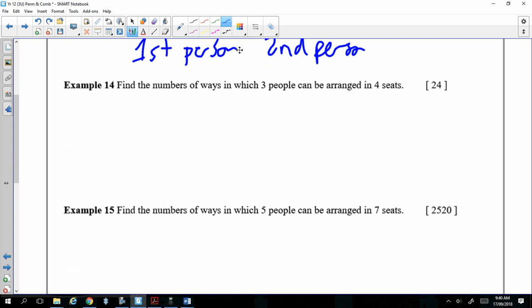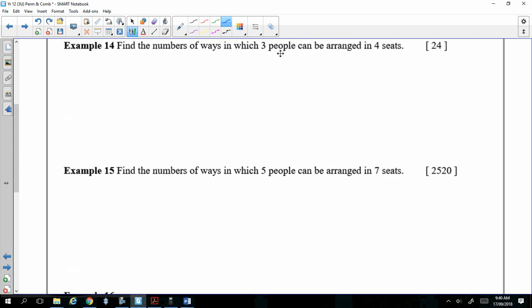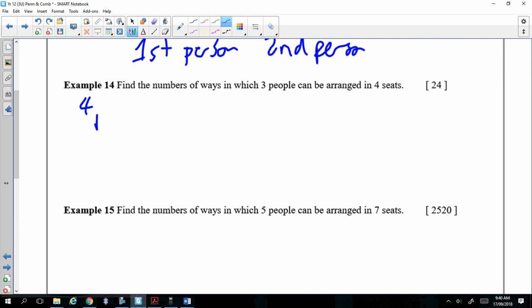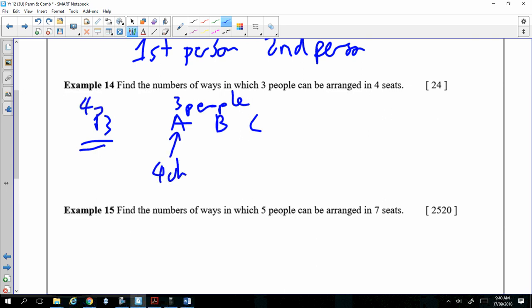All right, okay, good. So you do 4P3, but we've got to see why is it 4P3. So in this case, it's better to have the people choose the seat. So there are 3 people, A, B, C. The first person will have 4 choices. The next person will have 3 choices. The next person will have 2 choices. So therefore it's 24. Okay, so you have the people choose the seat.